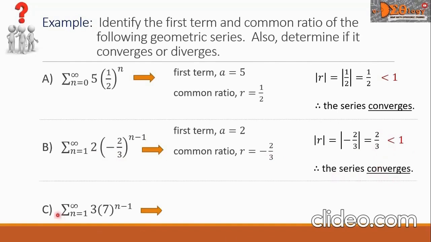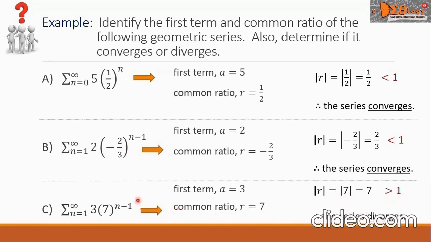Problem C. Summation from n equals 1 up to infinity of 3 times the quantity 7 raised to n minus 1. The first term a is equal to 3, and the common ratio r equals 7. Testing for convergence or divergence, we say that the absolute value of r equals the absolute value of 7. Therefore, this is equal to 7, and we can see that 7 is more than 1. Therefore, this series diverges.